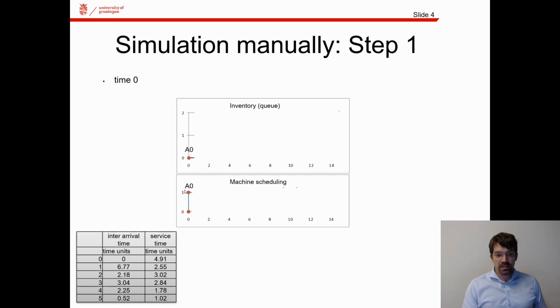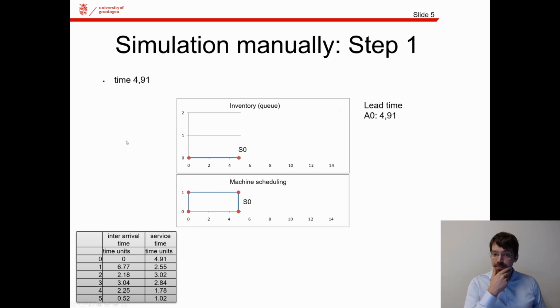And now this order is processed 4.91 time units. That means the next event happening is at time 4.91. And the event which takes place is order 0 is ready. And we get for free the first lead time of this order, which is just a processing time of 4.91 time units. And we can see here, this is just the processing time. So we don't have any queuing time, which increases the lead time.